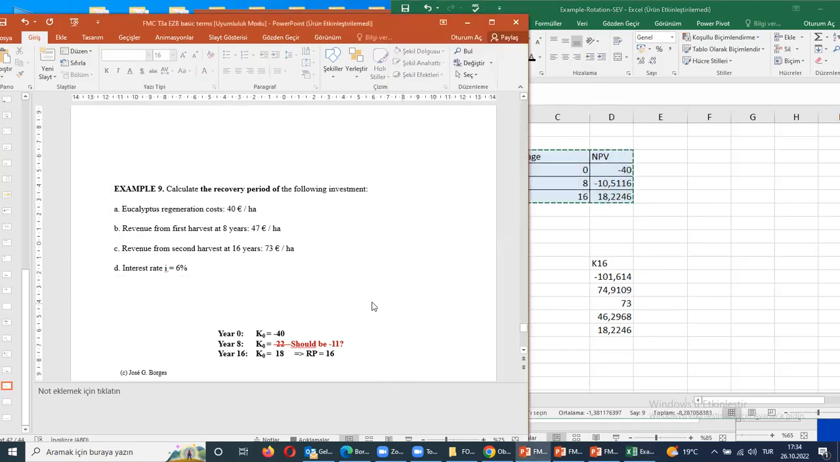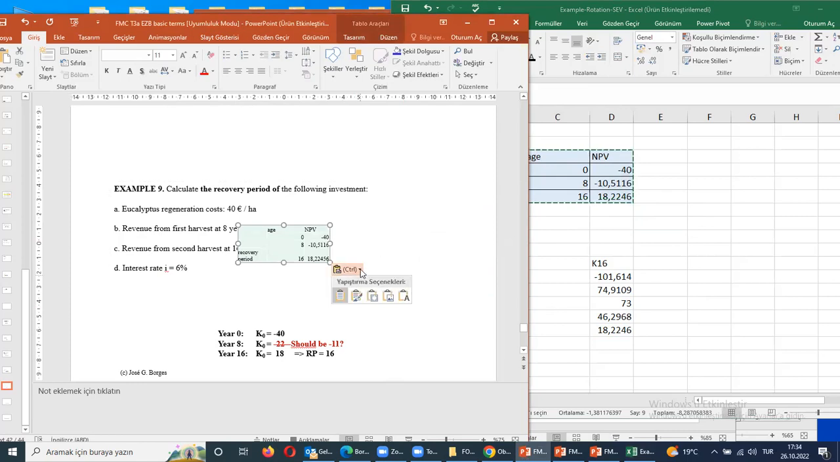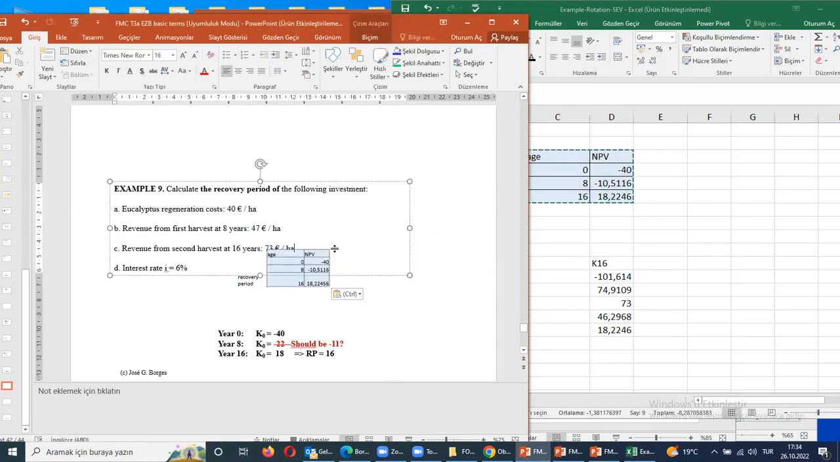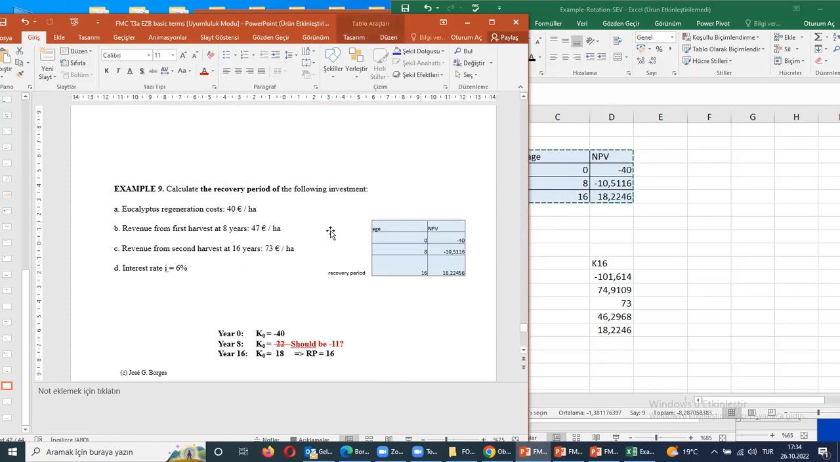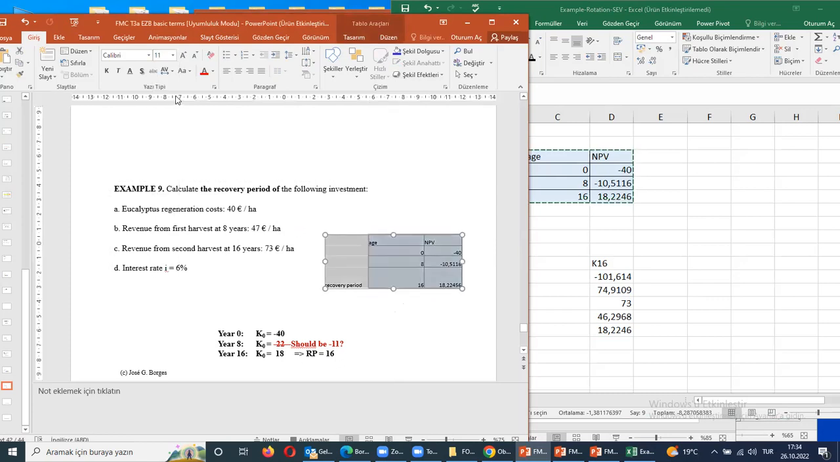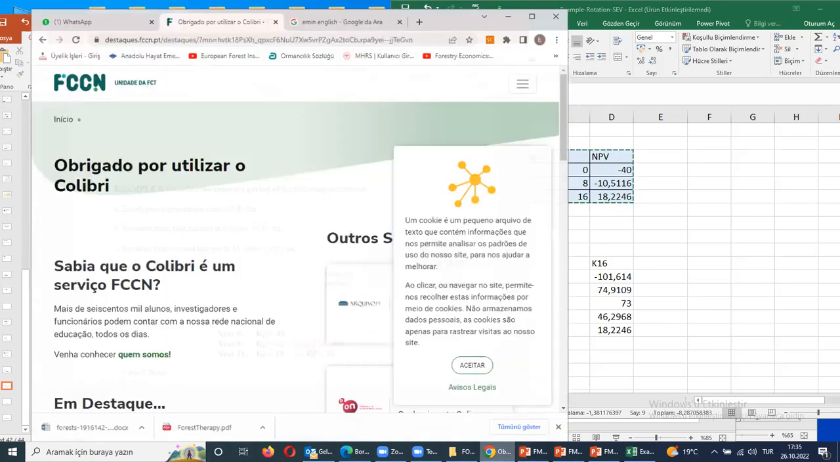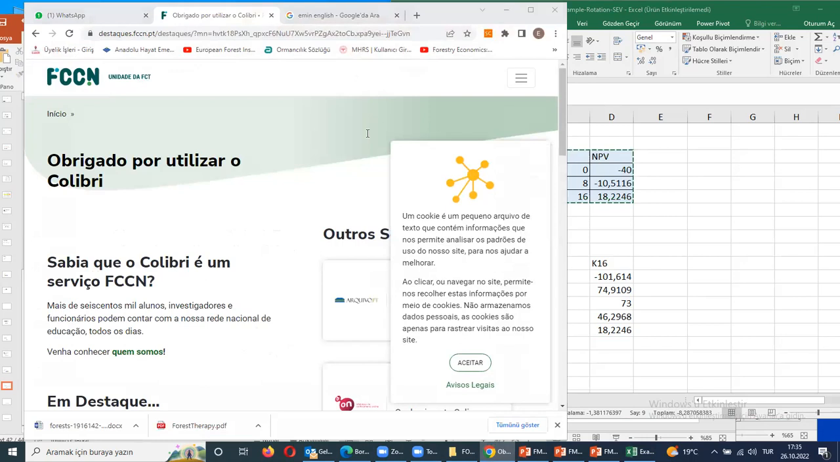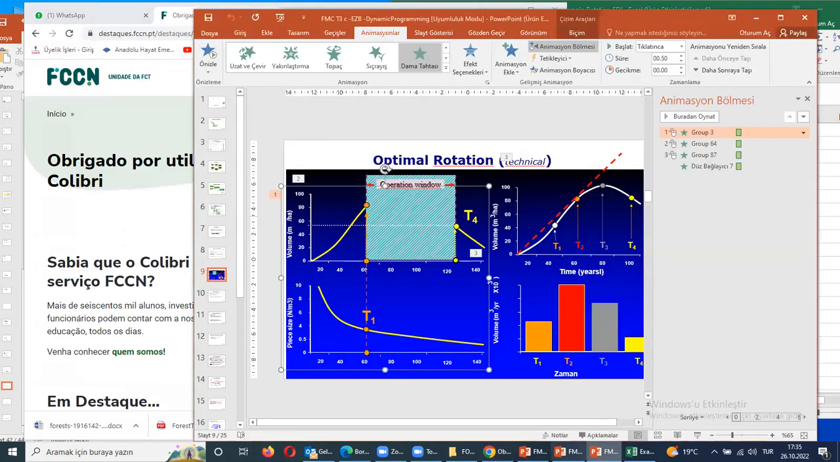Cut and paste it over here in order to see. Are you able to see then? Hope you were able to get the answer. Let me see if there are any questions. Is there any further questions?